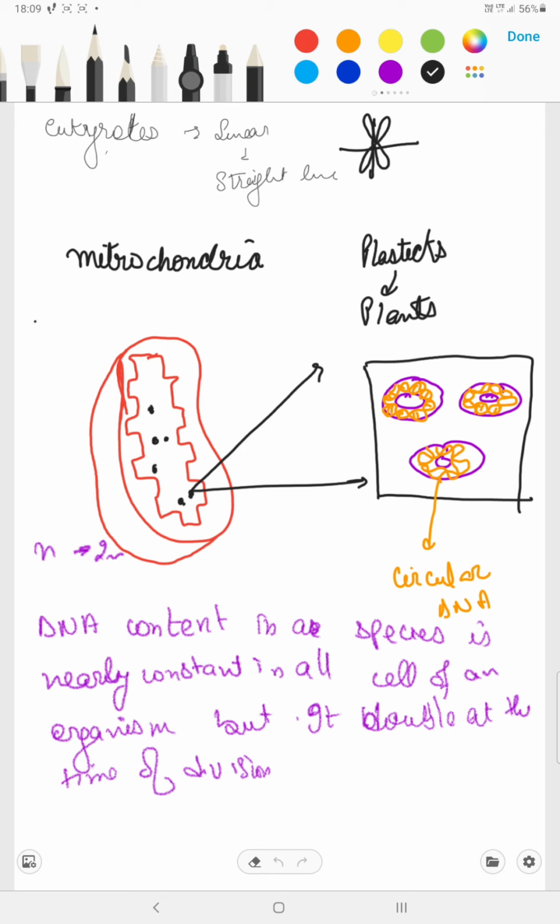So DNA structure in eukaryotes is basically linear. What do you mean by linear? Linear means it is in line, basically a straight line. So it is somewhat like this. It is in proper lining.